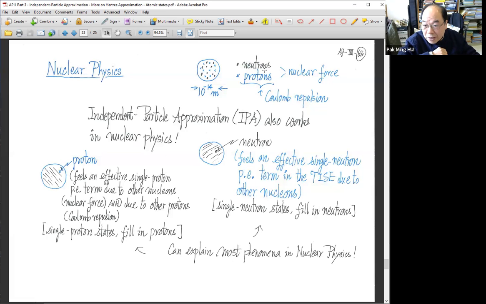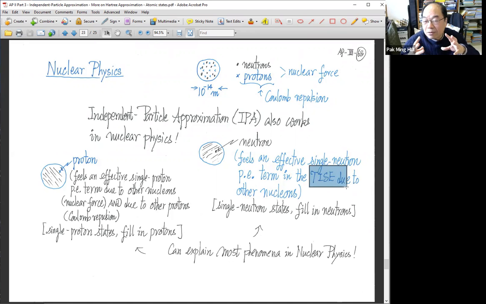In nuclear physics, the most important approximation is nothing more than independent particle approximation. What does it mean? If we focus on a neutron, all the other protons and neutrons are responsible for producing an effective potential energy term in a single neutron Schrödinger equation.